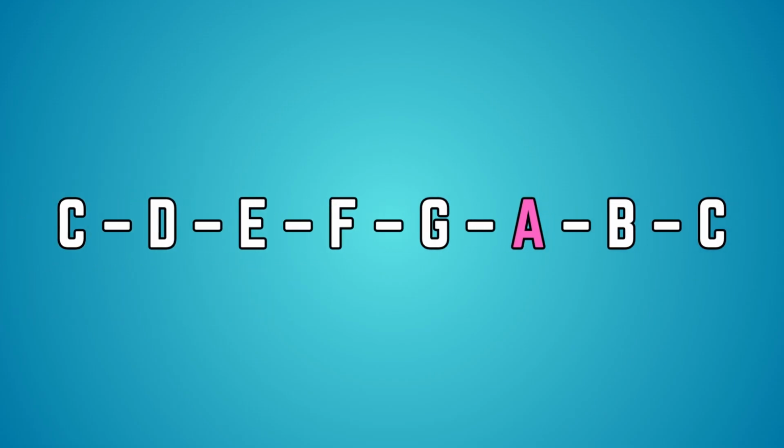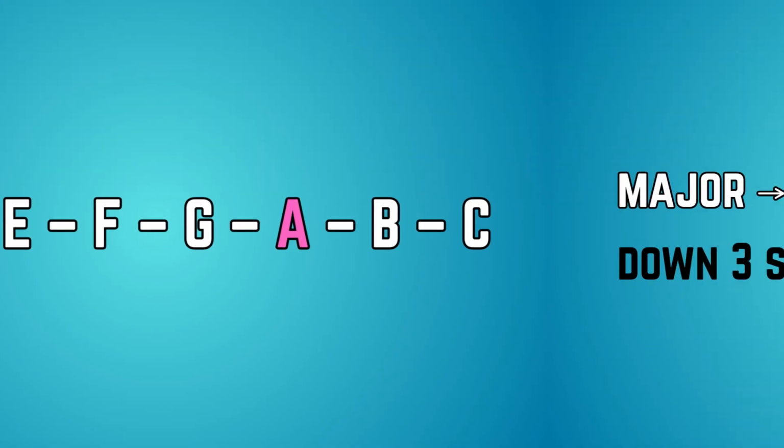There are two helpful ways to find a relative minor key. The first method is to locate the sixth note of the major scale. For example, begin with C major and count upward. C is 1, D is 2, E is 3, F is 4, G is 5, and A is 6. Therefore, A minor is the relative minor of C major.